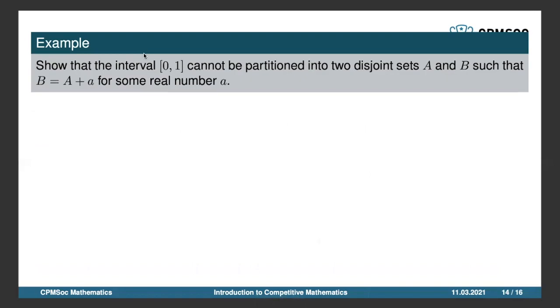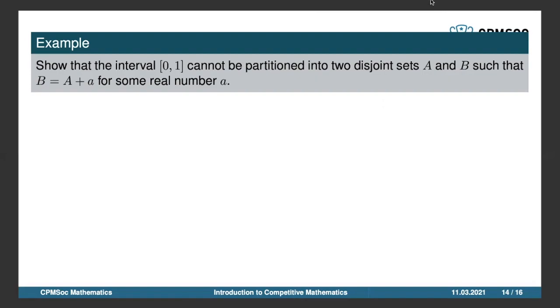Cool. Okay. So before we go into this, I will say that this question is a little bit difficult. If you're not familiar with induction, some of the reasoning behind it can be a little bit hand wavy as well. So we're given an interval, and we're asked to show that it can't be partitioned into two disjoint sets, A and B, such that B equals A plus a for some real number a.